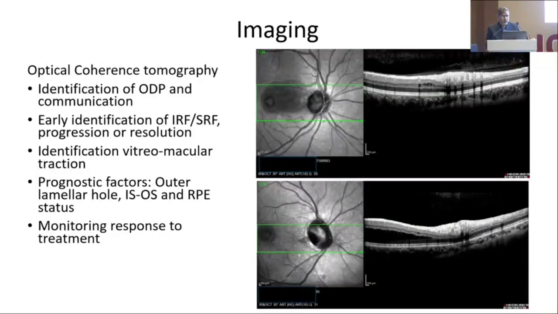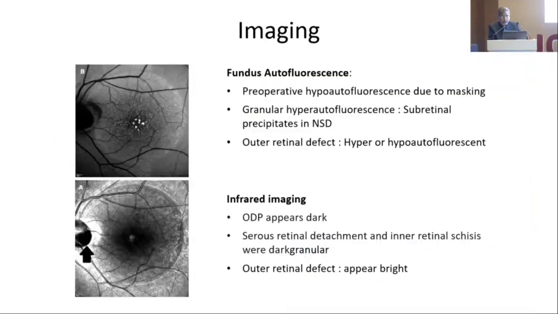So swept source OCT helps in identification of the optic disc pit and its communication. It identifies intraretinal fluid and SRF early. It identifies vitreomacular traction, specifically over the disc, which is the main cause which has been found, and it helps prognosticate depending on the ISO junction, RPE status, and monitoring of the treatment.